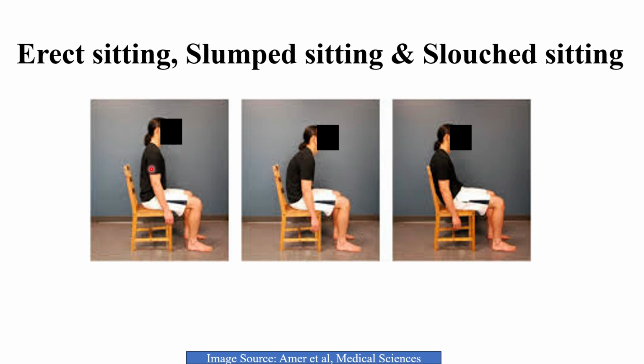In the first one, the line of gravity is relatively close to the axis of rotation of the head, neck and trunk. Here, the line of gravity is pretty much away from the axis of rotation of the head, neck and trunk. Here also it is away, but the back muscles do not have to work by themselves. They are compensated by the backrest of the chair.